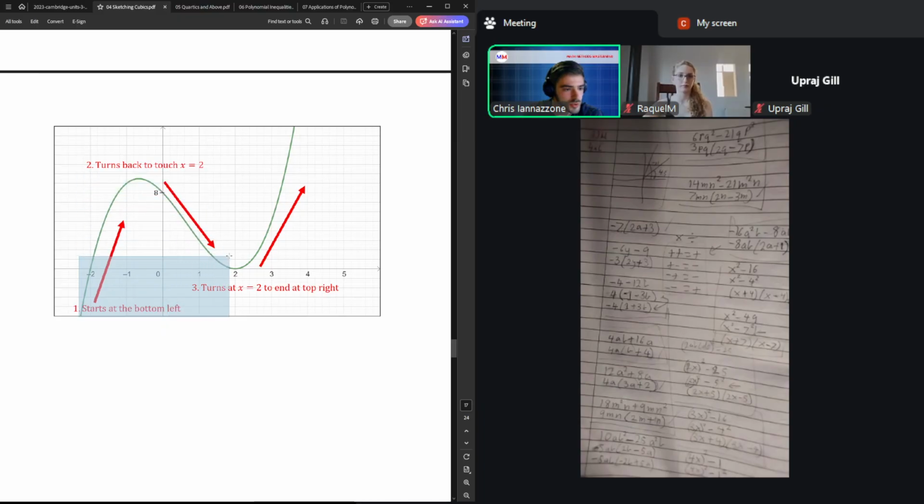Obviously, if you didn't turn, you would be continuing to draw it down here, and your cubic would look a bit weird because you're going to be like, hang on a minute, I've got to come back up, but there's nowhere to come back up because you don't have another factor. So these are things to consider when you're error checking the look of your graph.